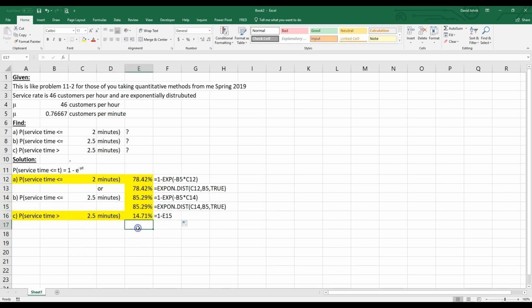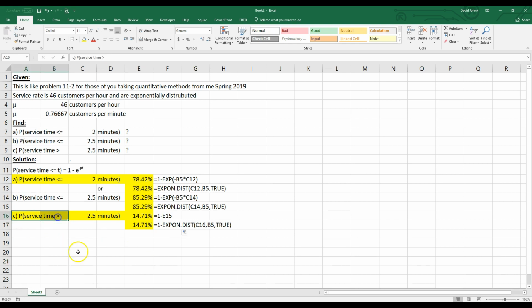Another way you could do it, you could say equals 1 minus EXPON.DIST, and then remember we're going to use this, comma, this, comma, true, close the parentheses, and if we copy the format, it's exactly the same. All right, so these are actually pretty easy once you've done a few problems. They're pretty easy to get.